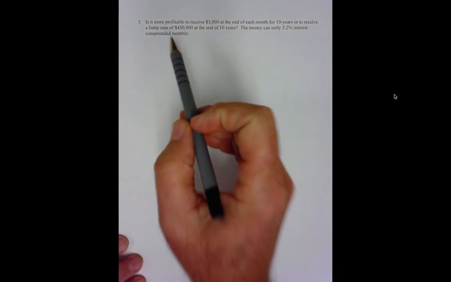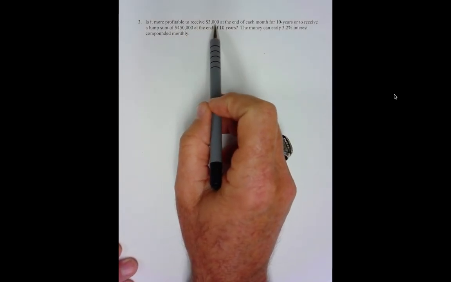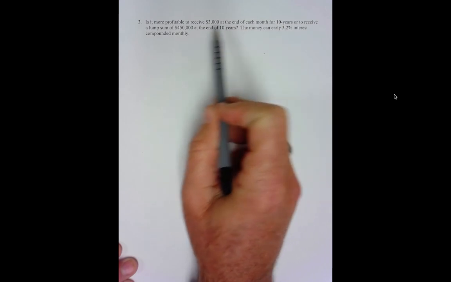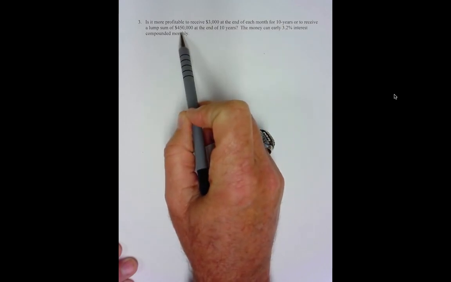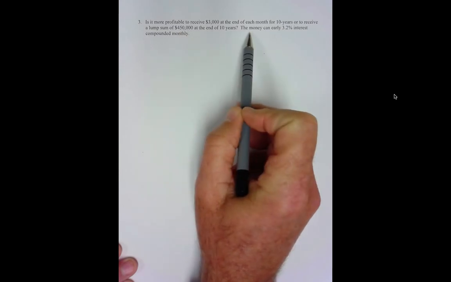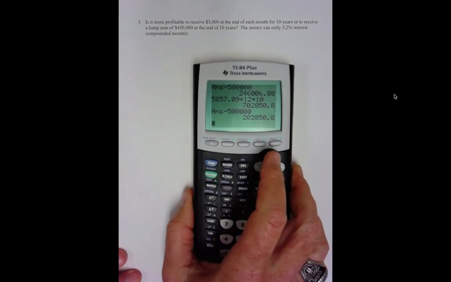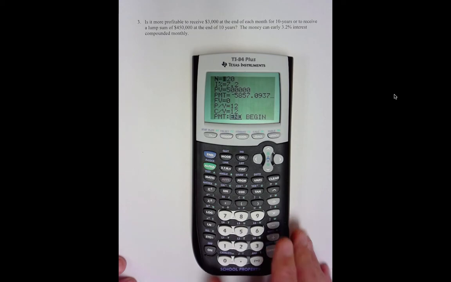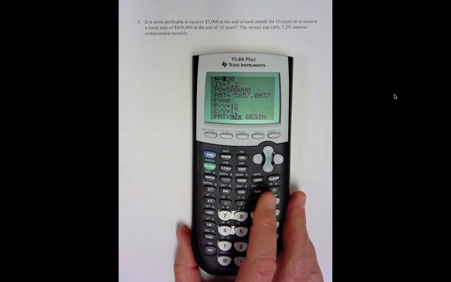So, all right, gang, is it more profitable to receive $3,000 at the end of each month for 10 years or to receive a lump sum of $450,000 after 10 years? Money can earn 3.2%. Well, gosh, this is easy. There's nothing to even compare, really. So let's just plug and chug.